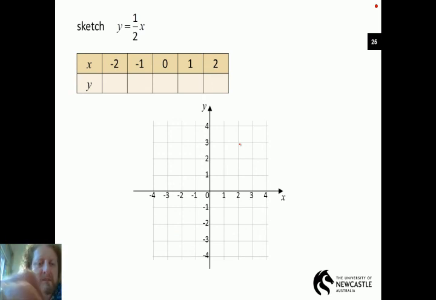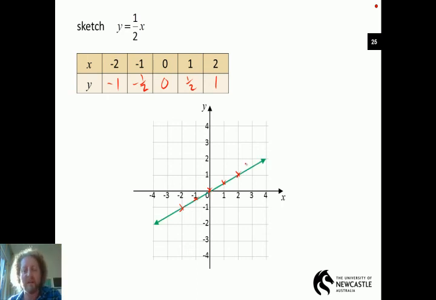y equals a half x. Well, what's a half of minus 2? Minus 1. What's a half of minus 1? Minus a half. What's a half of naught? Naught. A half times 1 is a half, and a half times 2 is 1. Let's look. Minus 2 goes with minus 1. Minus 1 goes with minus a half. Naught with naught. 1 with a half, and 2 with 1. So it's shallower. Its gradient is a half, which means 1 vertical for every 2 horizontal. Here's my 2 horizontal, here's my 1 vertical.